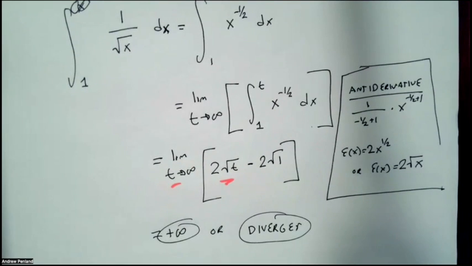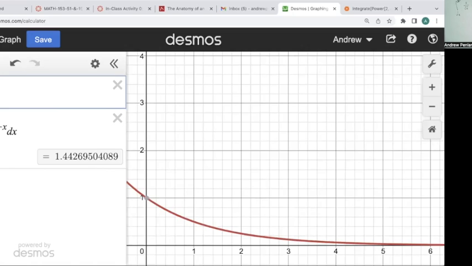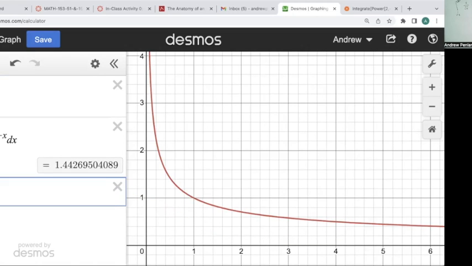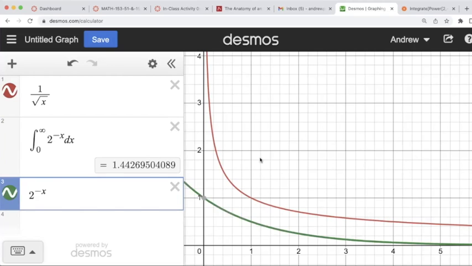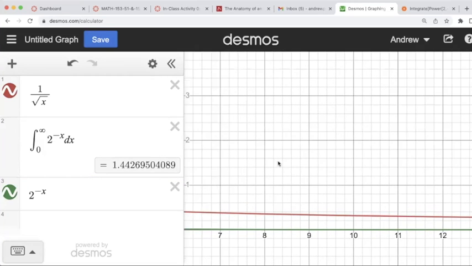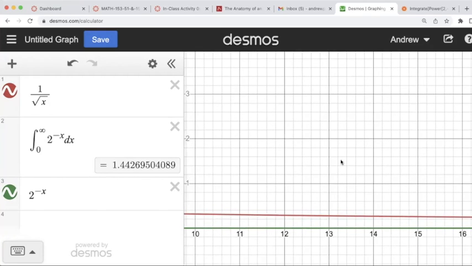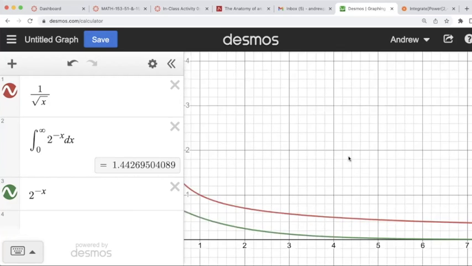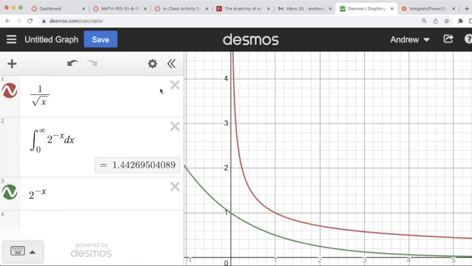And what that means is if we look at the area under the curve 1 over square root of x, you can see in comparing this to the curve that we just looked at, 2^(-x), how 1 over square root of x has a lot more area, and that area is not decreasing as rapidly. So it makes sense on some level, kind of intuitively, why this curve might have infinite area from 1 to infinity.